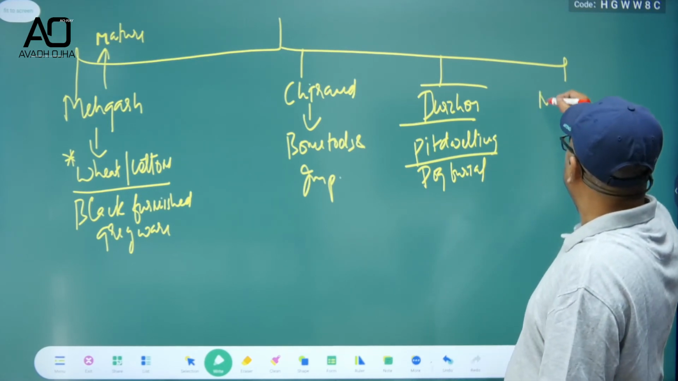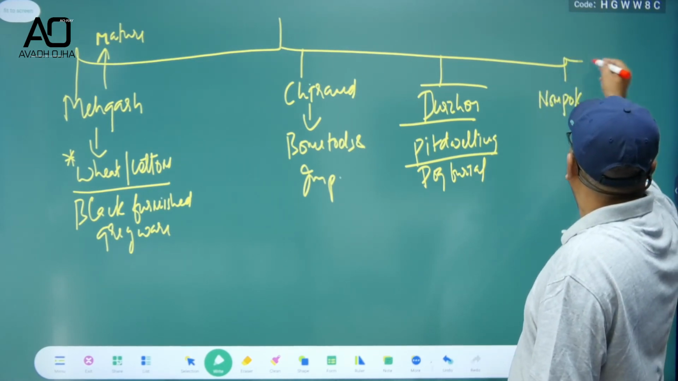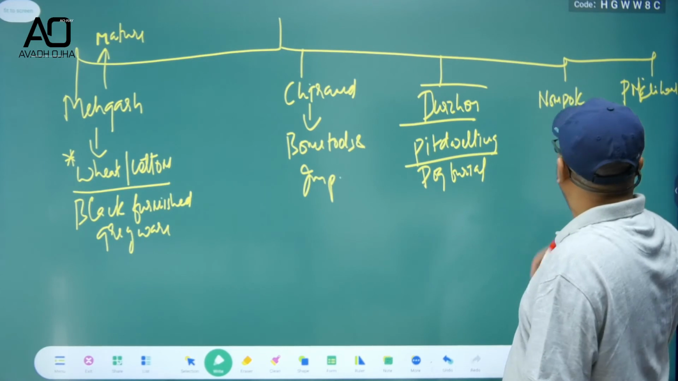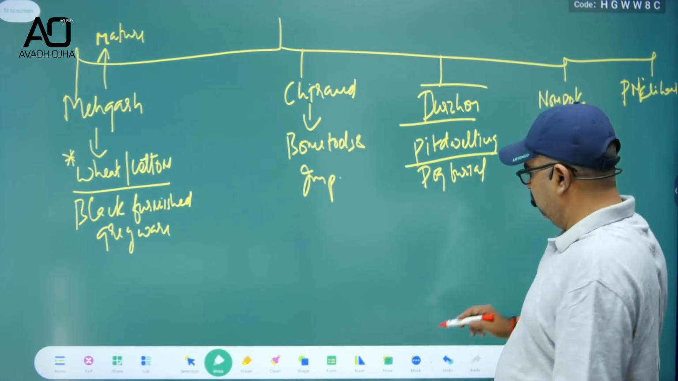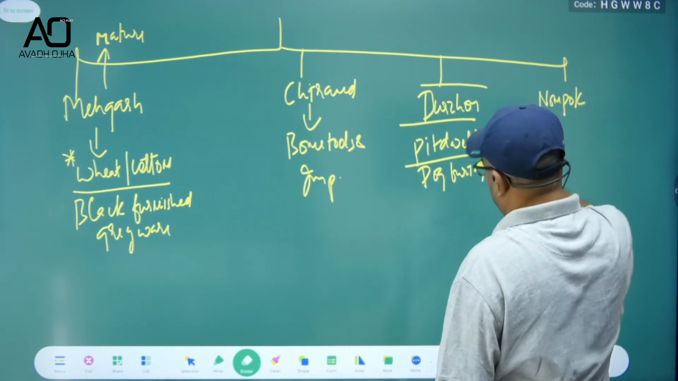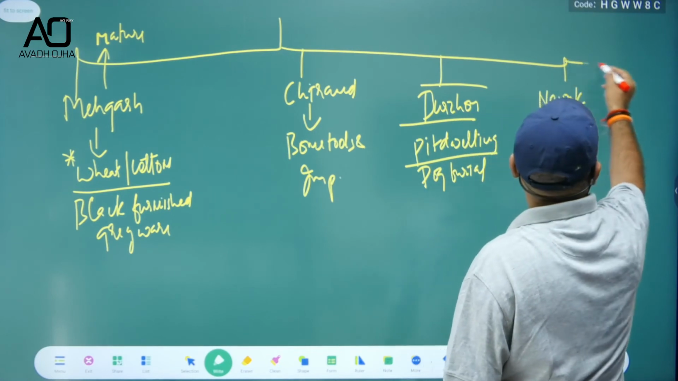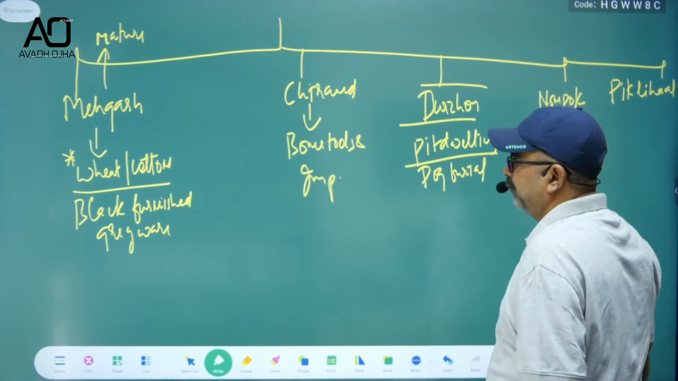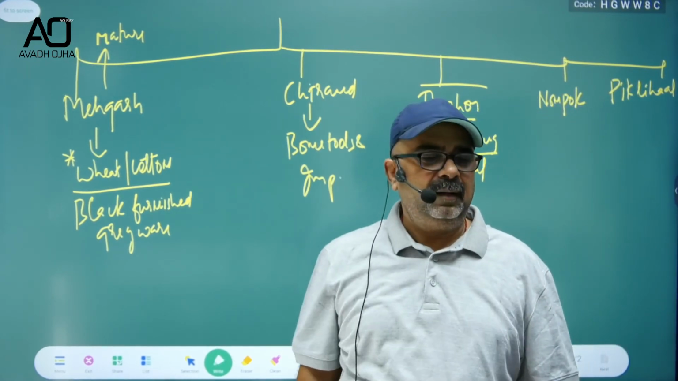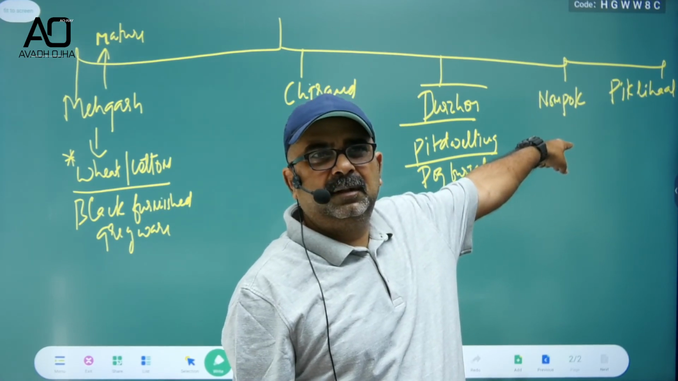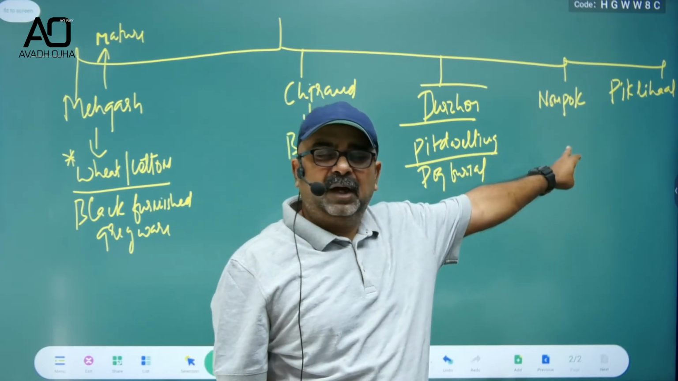Nongpok, Manipur. Piklihal, Karnataka, which is a very much developed site. Ash mounds, domestication of animals, mud houses.